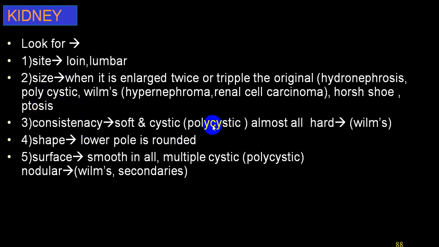In a polycystic kidney, it will be cystic and soft, while in case of a Wilms tumor, it will be hard. What we palpate is mainly the lower pole of the kidney. In a case of a polycystic kidney, you will get multiple cysts and an irregular surface. And also in case of a Wilms tumor, you will have an irregular nodular surface and it will be hard and tender.